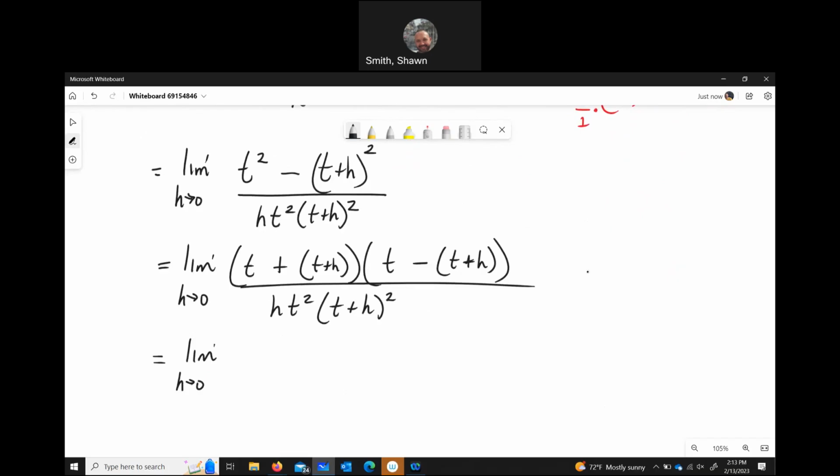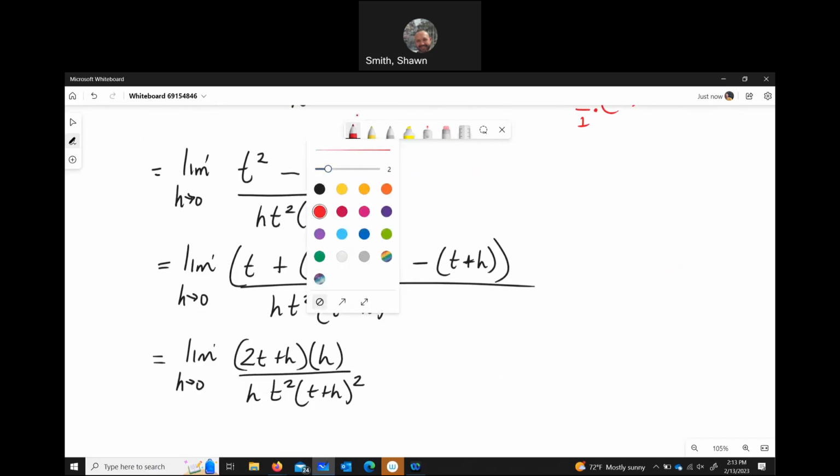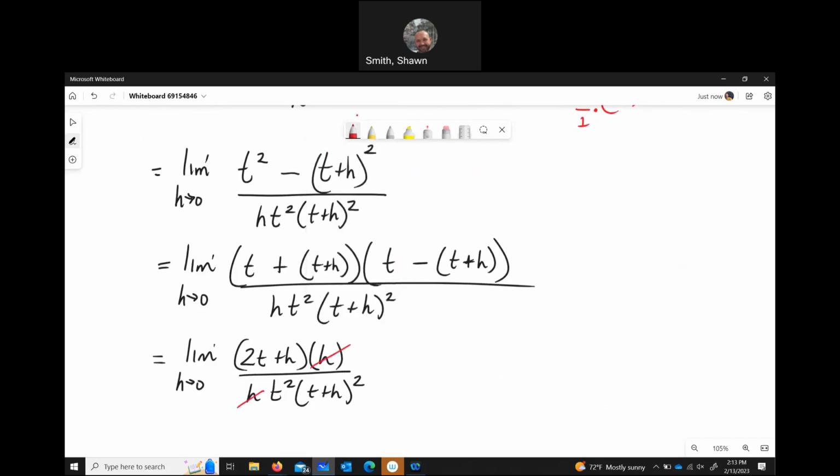All right, so in the numerator, we got t plus t makes 2t plus h. Here we have t minus t is 0 plus h, so that's just times h. And that is exactly what we want to happen, right? All factored out so that you can cancel common factors in the top and the bottom. The h's go away, and no longer cause the denominator to be 0.